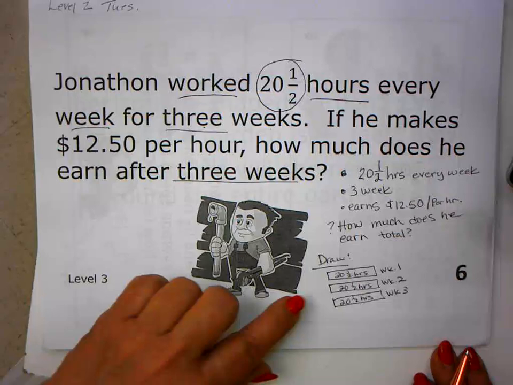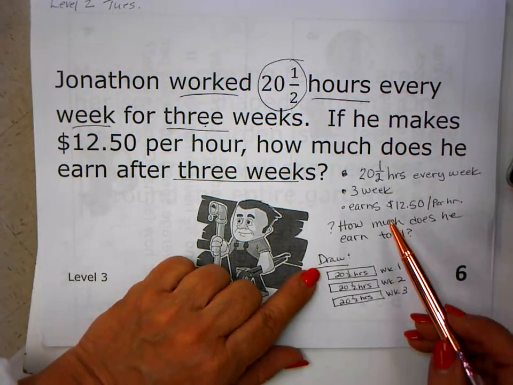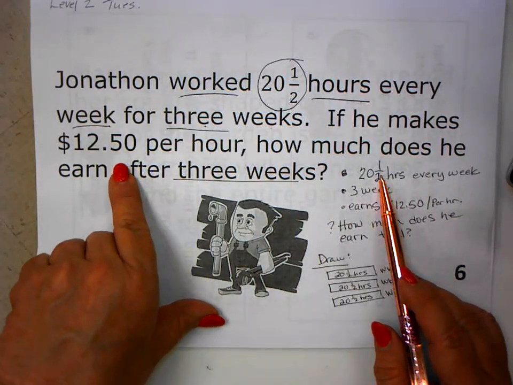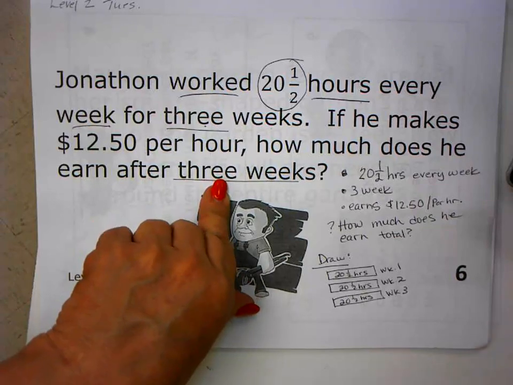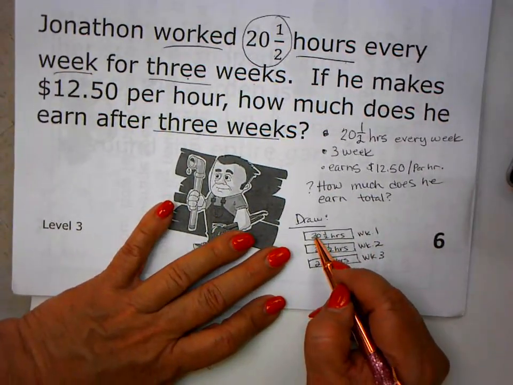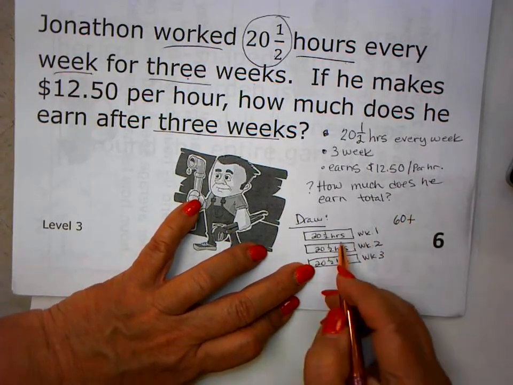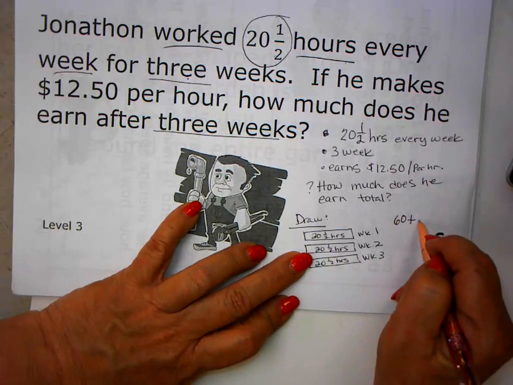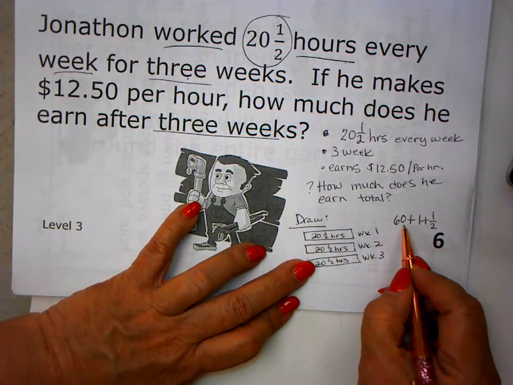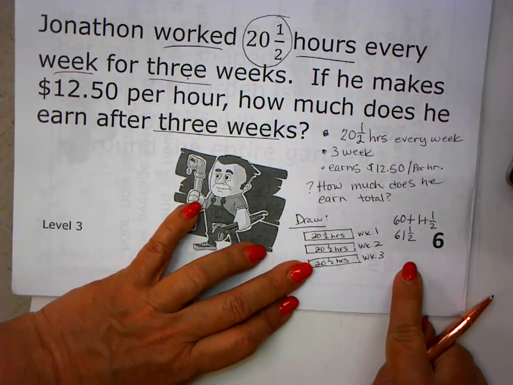Okay. So the first thing that I need to do is to find out what's the total number of hours he worked. Or if you're wanting to, you can find out what 20 and a half times 12.5 is and then multiply that by 3. So you can see you can do it differently. So I'm going to go ahead and add this up. 20, 40, 60. So I have 60 plus 1/2 plus 1/2 is 1 whole plus another half. So I'm going to add my whole. So it's 61 and 1/2 hours that he worked.